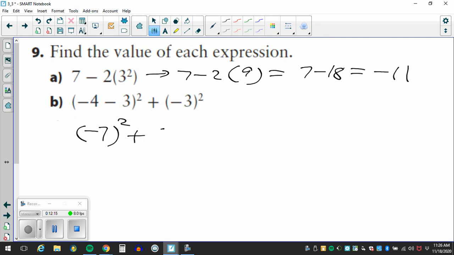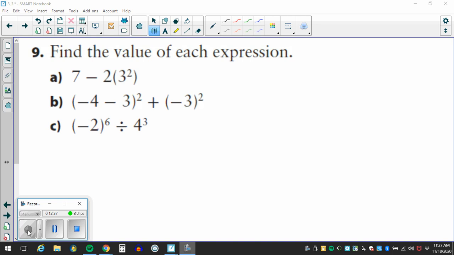I'm simply going to bring down the rest of it. I now have two powers. Negative 7 squared with the exponent outside. The base is negative 7, so therefore it's a positive 49 plus a positive 9. And 49 plus 9 is 58. So the solution to B is 58.